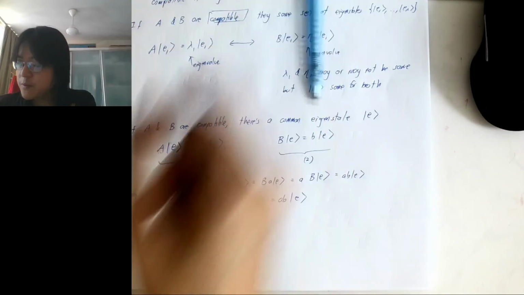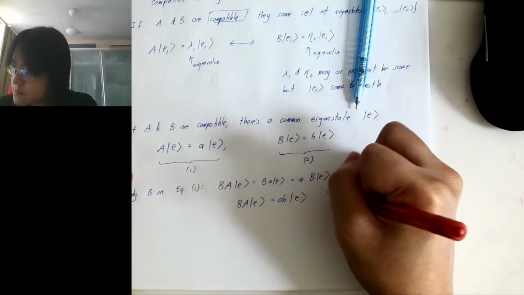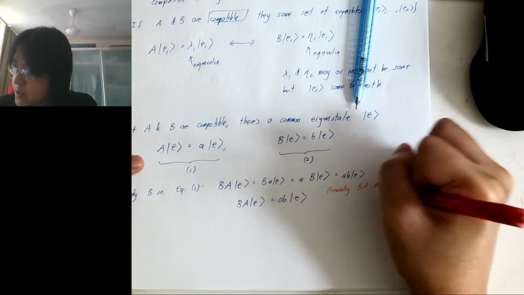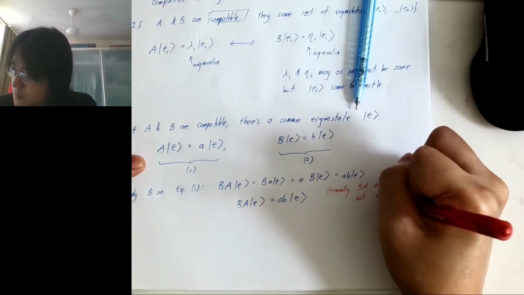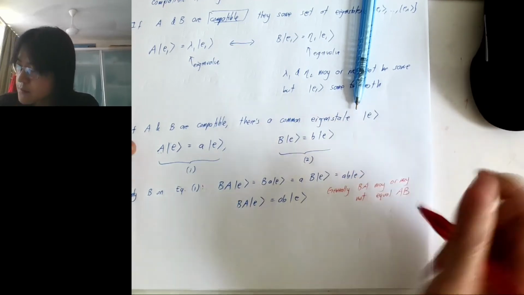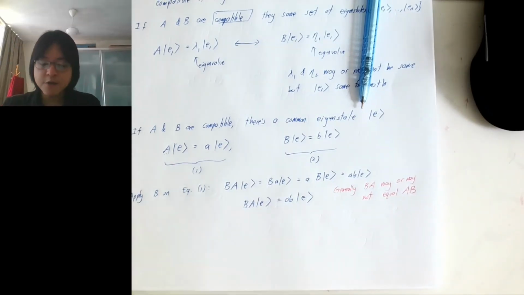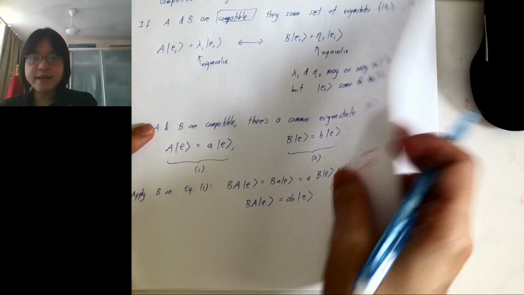But important to remember, generally, BA may or may not equal AB. Okay, they may or may not equal, but I'm about to prove that they are equal. Okay, so then let's do the other case now.